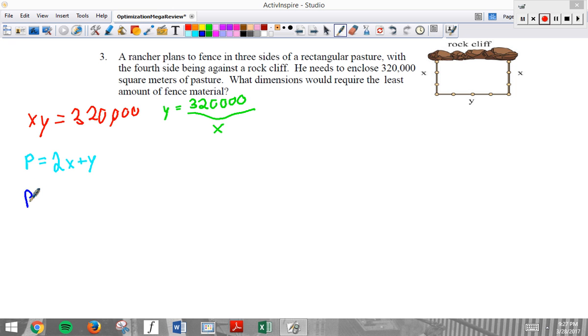So my new and improved perimeter equation is 2x plus 320,000 over x. The domain of x? Based on the context, x has to be strictly bigger than 0. If x were 0, you would not have a fence enclosure. If x were negative, we'd have a bigger problem.